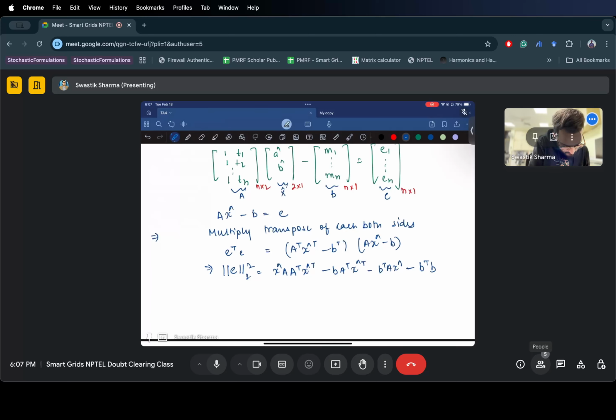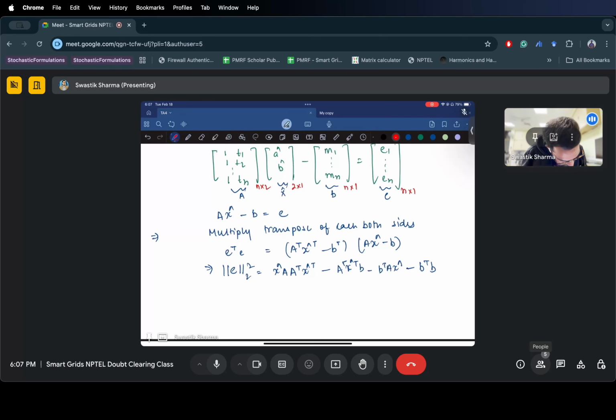B A T x cap t. This is n cross 1, na? And this is 2 cross n. This should be n cross 2. 1 cross n. This should be bt, na? Multiplied with bt. This should be bt a x cap tp. This should come here. It's multiplied this side, na? My mistake. This should be like this. So multiplied this, and yeah, now it's fine.